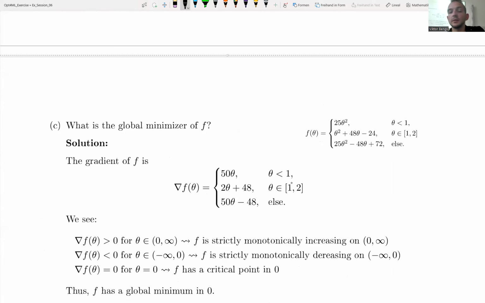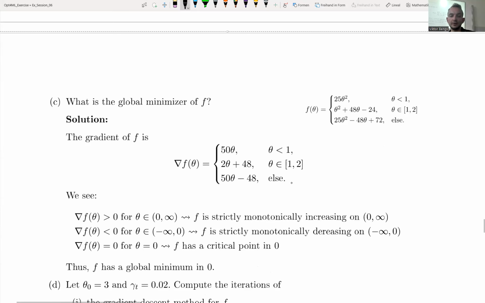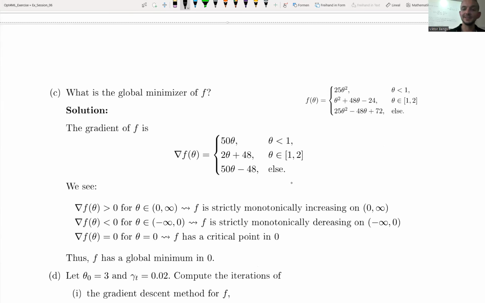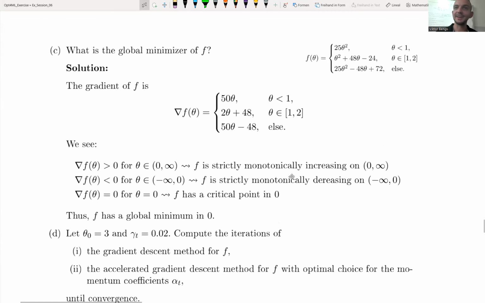We do again, calculating the derivative or gradient for each case. Case 1, theta is smaller than 1, we get as a gradient 50 times theta. For the second case, between 1 and 2, we get 2 times theta plus 48. And in the remaining case, 50 times theta minus 48. Everything looks fine. Haven't made some sign error.